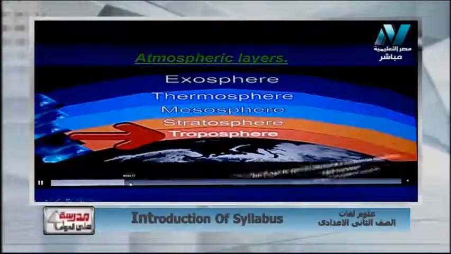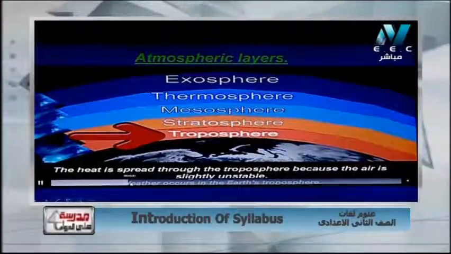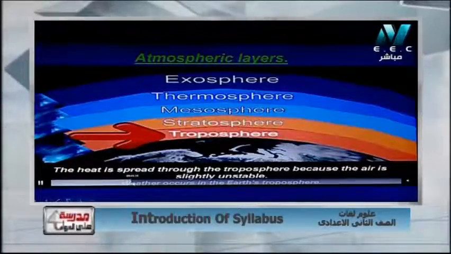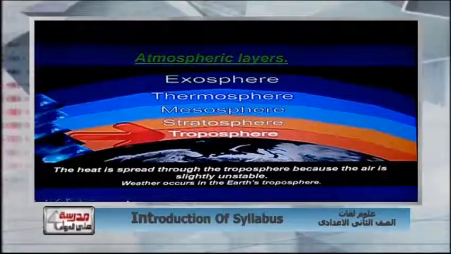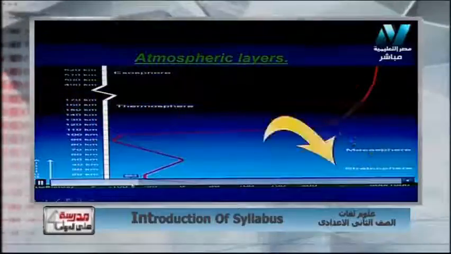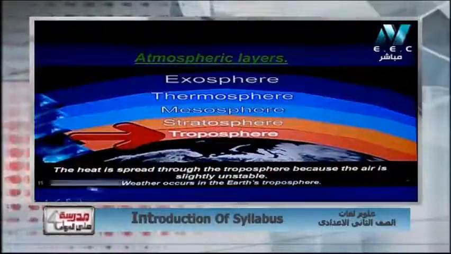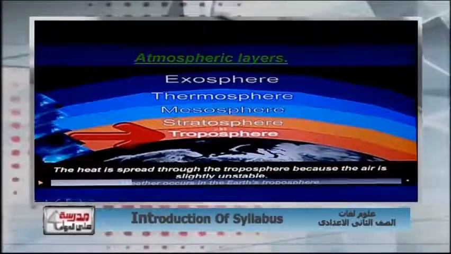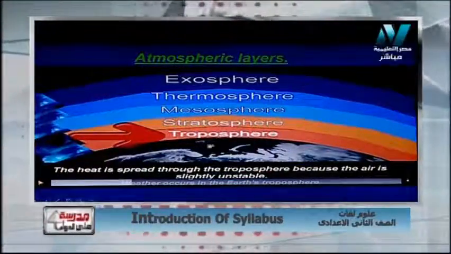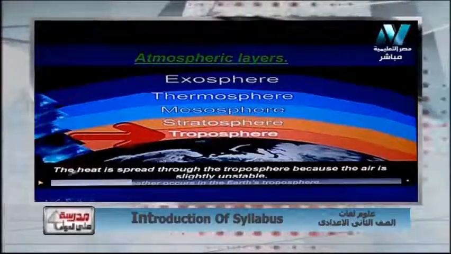Next point, as we have, the heat is spread through the troposphere because the air is slightly unstable. Weather occurs, of course, in the troposphere. All weather phenomena happen in the troposphere, like winds, like rains and so on.